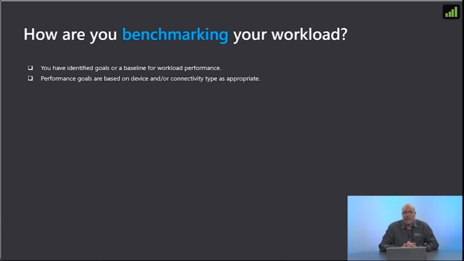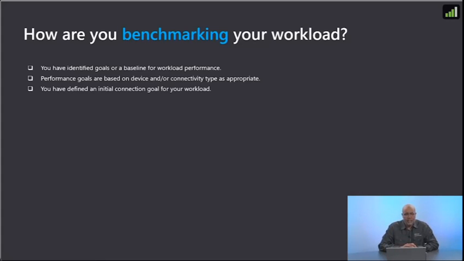Performance goals are based on device and/or connectivity type as appropriate. It is important to identify how users are connecting to your application. Are they primarily connecting via a wired connection, wireless, or by using a mobile device? Additionally, you should seek to understand the targeted device types, whether that be a mobile device, a tablet, or a laptop or desktop PC.